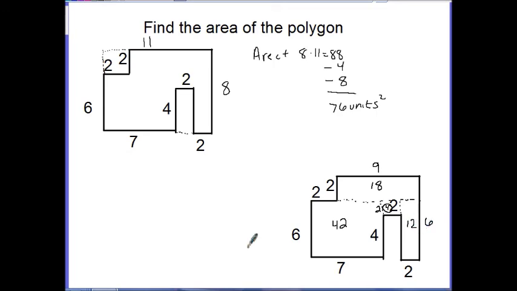So here we go. Let's add up all those individual areas. We have 42 plus 18 plus 4 plus 12. So let's add that up. 2 plus 8 is 10. 10 plus 4 is 14. 14 plus 2 is 16. Carry the 1. 1, 5, 6, 76 square units.